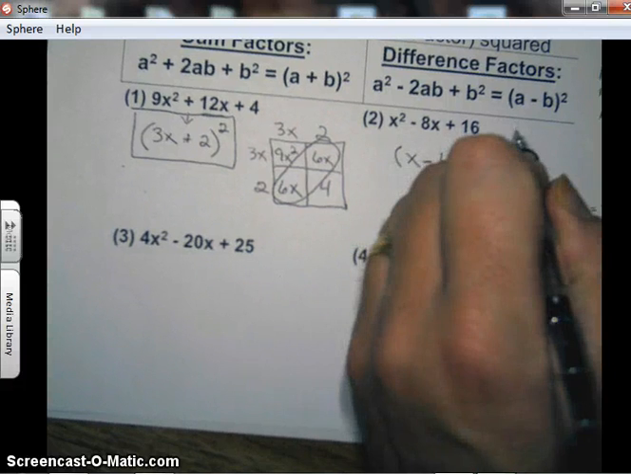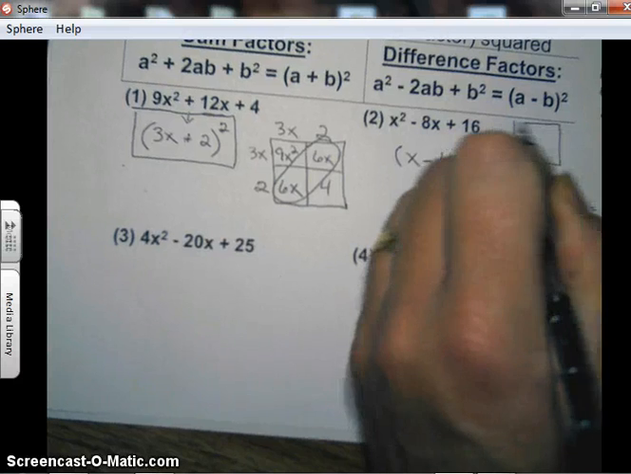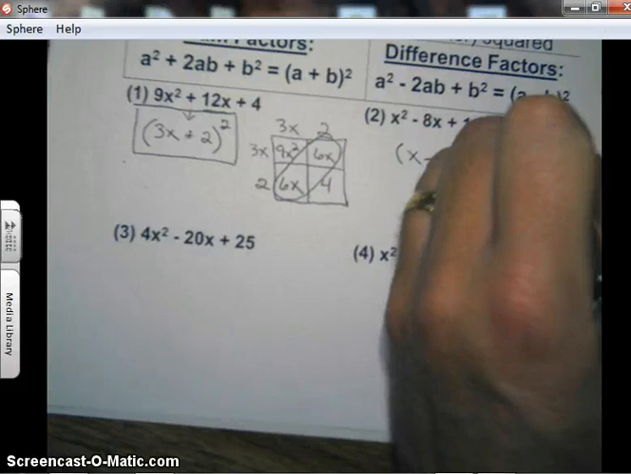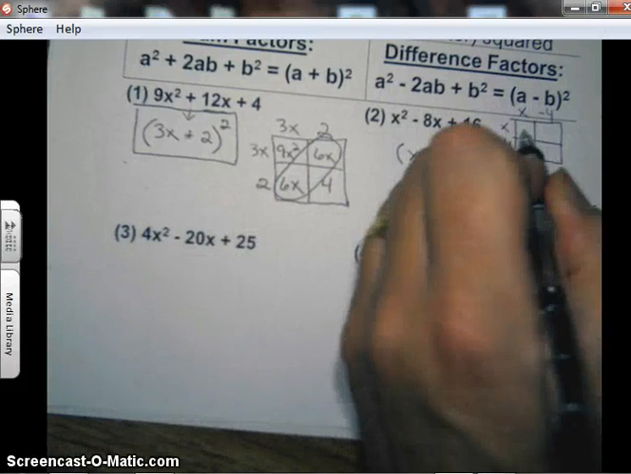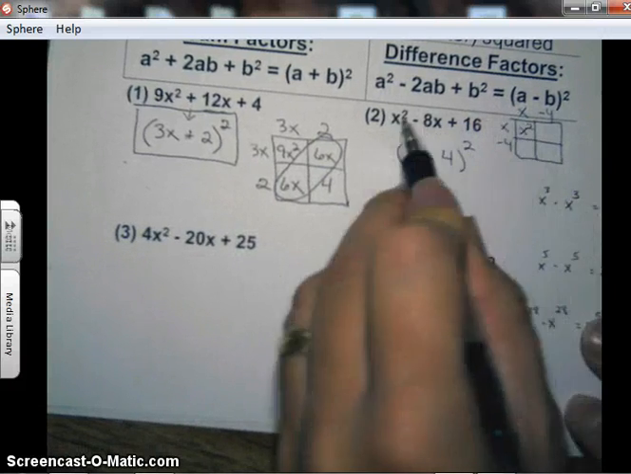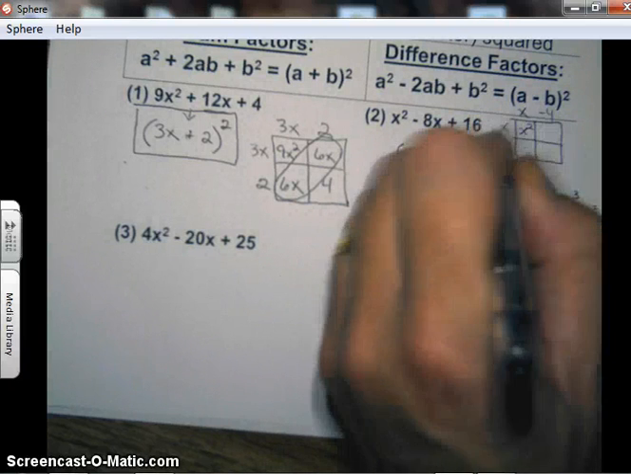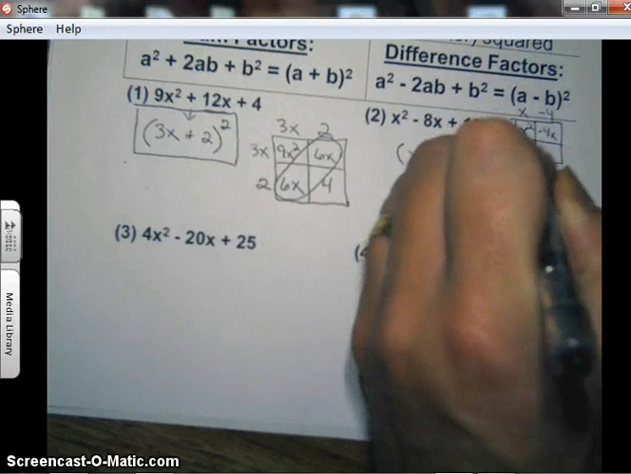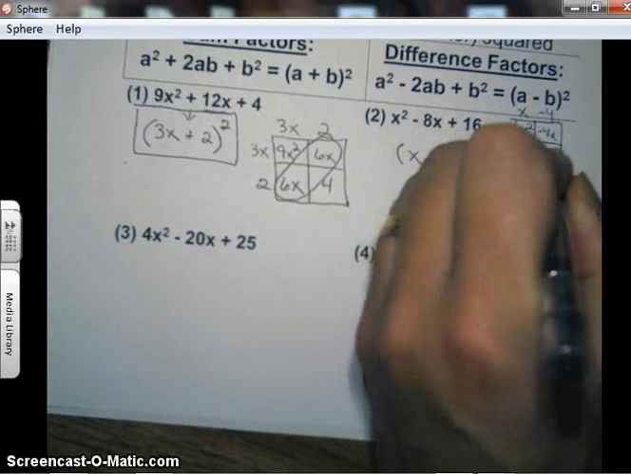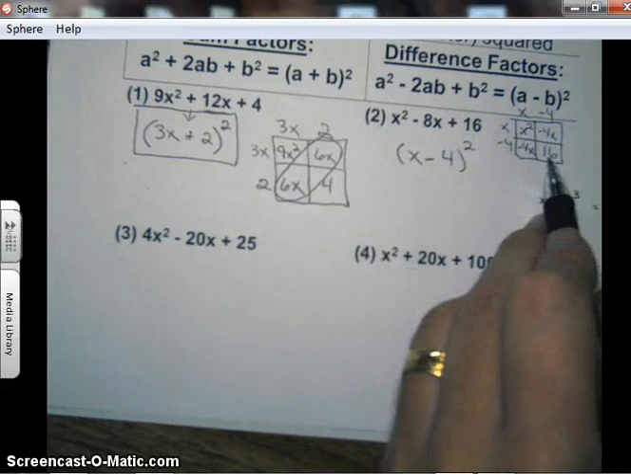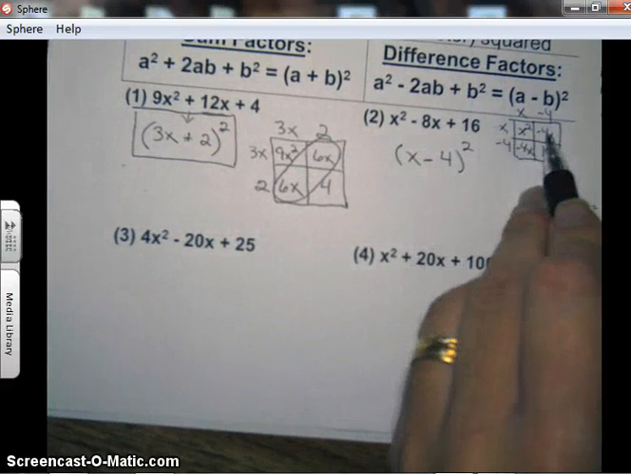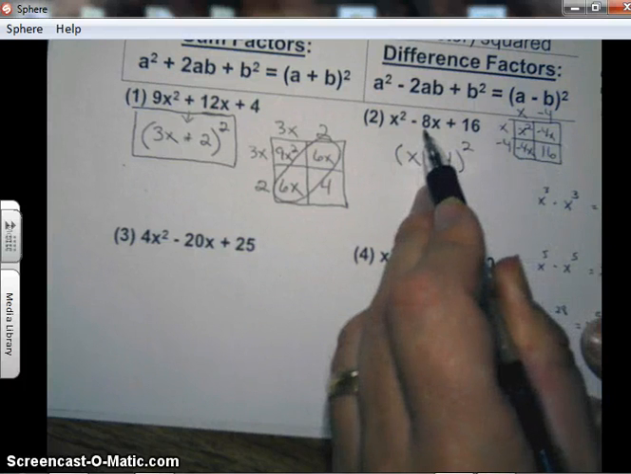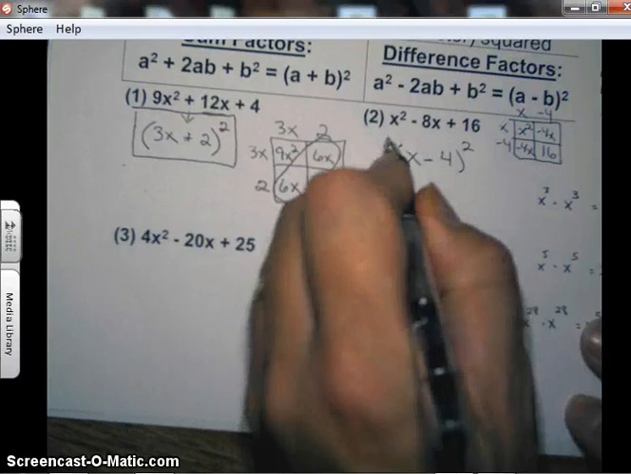Let's check our answer. Multiplying, we get x squared. That's our first term. Here we have negative 4 times x, negative 4 times x, and then negative 4 times negative 4 is 16. There's our last term. And then negative 4x plus negative 4x is going to be negative 8x. So we have the correct answer.